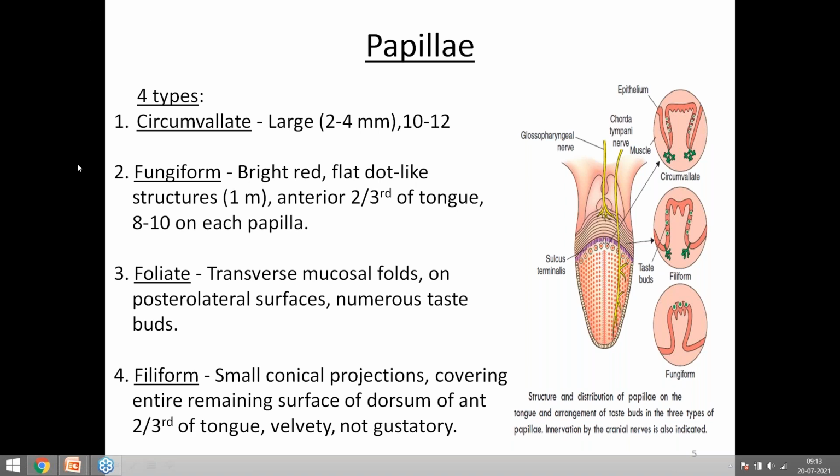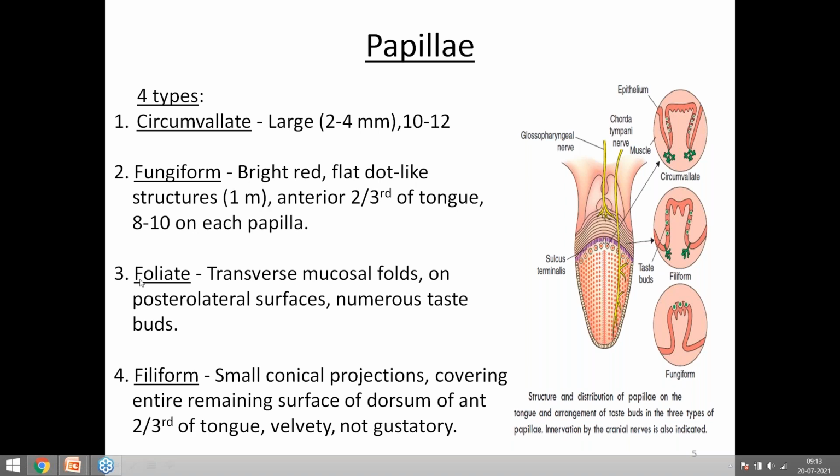Next is a fungiform. So the fungiform papillae are bright red, flat, dot-like structures. Just have a look. These were the circumvallate in the diagram on right. And now have a look at the fungiform papillae. They are bright red, flat, dot-like structures, 1 mm in diameter, located in anterior 2/3 of the tongue along edges, dorsum, and tip. There are 8 to 10 taste buds on each papilla.